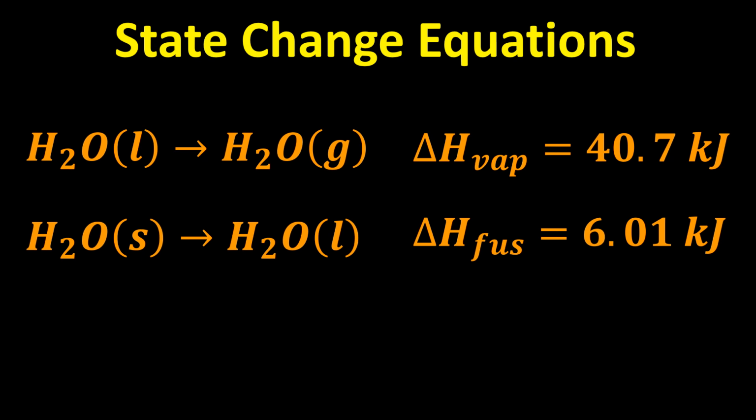So we can write these as equations. You can see here, for when water goes from the liquid to a gas, we write the state after the water on both sides. So liquid is an L and G is a gas. And then we can write its delta H value of vaporization here as 40.7 kilojoules. And then we can do the same thing for the heat of fusion. When we go from a solid to a liquid, we can write its equation out with its delta H of FUS equal to 6.01 kilojoules.